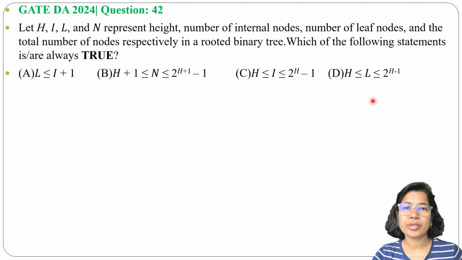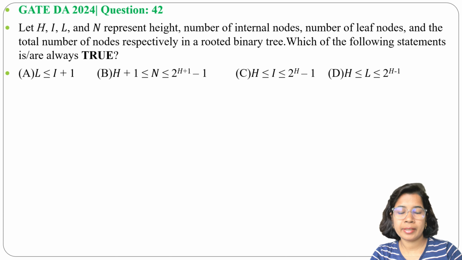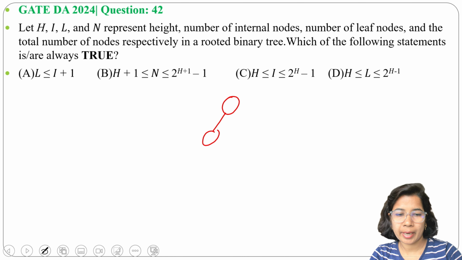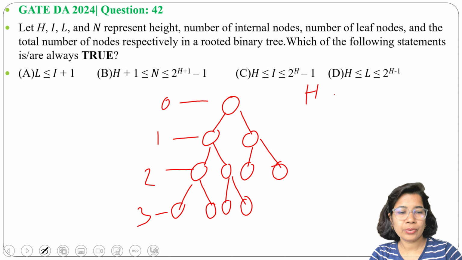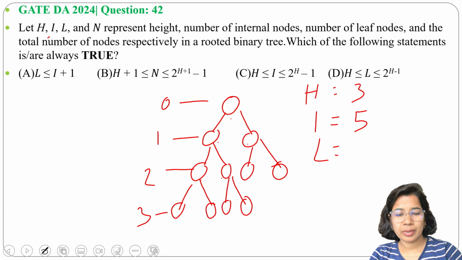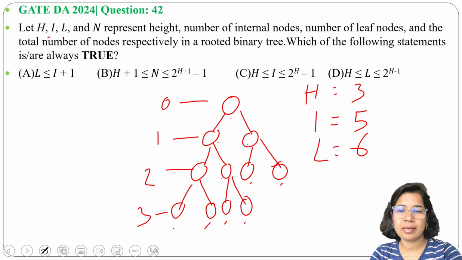In 4 options, 4 statements are given. It is asking which one is true. I will explain this question with a rooted binary tree example. Let me construct a rooted binary tree. Here height is 3. This is height 0, 1, 2, 3. So H equals 3 and number of internal nodes equals 1, 2, 3, 4, 5. L equals number of leaves: 1, 2, 3, 4, 5, 6. There are 6 leaves. And N equals 11. Total number of nodes equals 11.